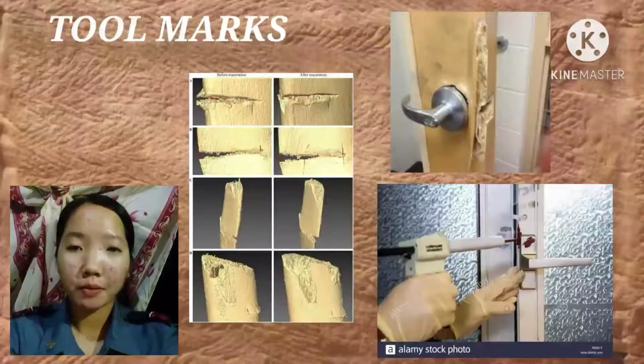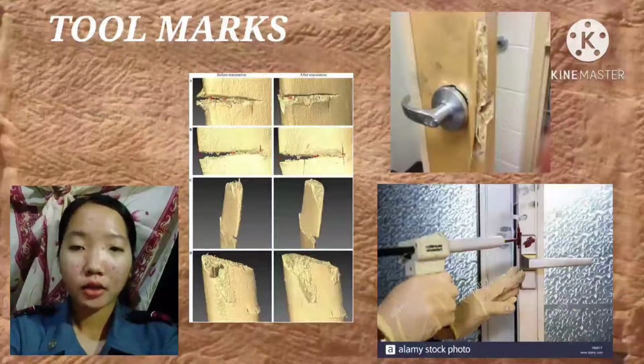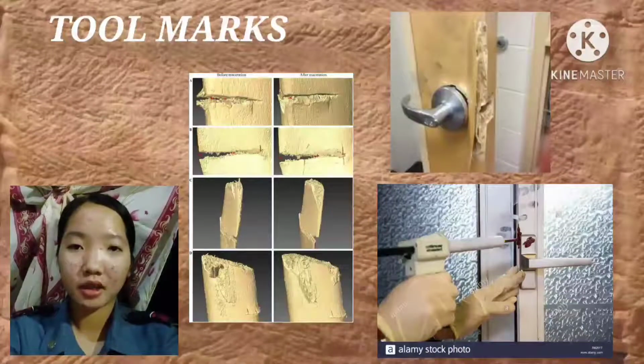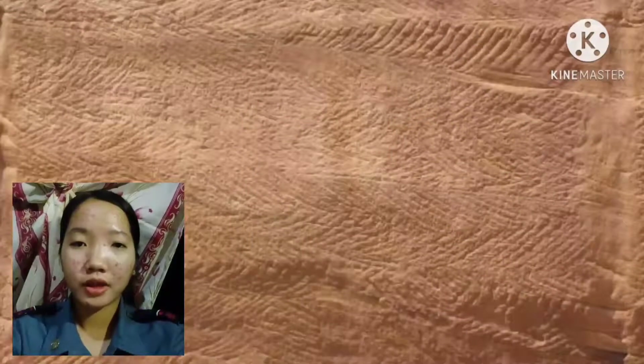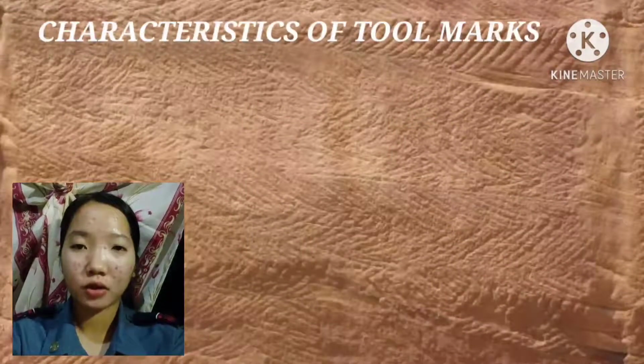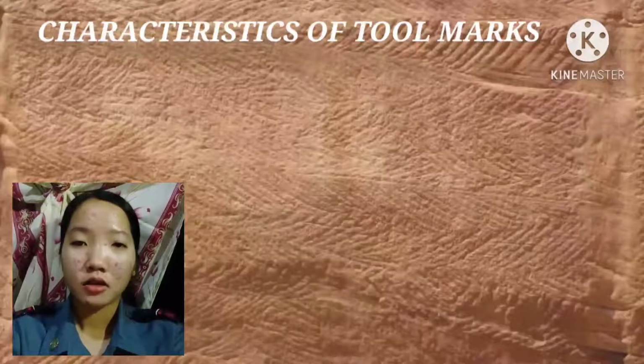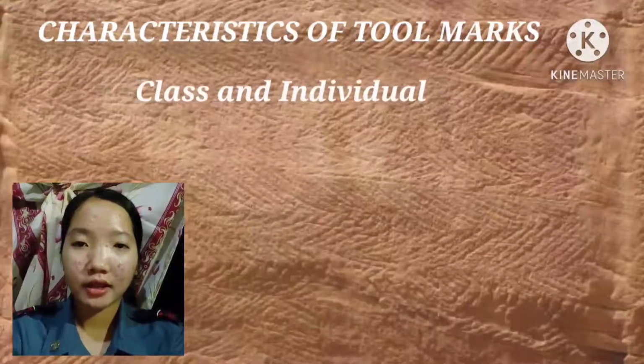Then, photograph the tools and tool marks, include the ruler for size reference, then submit it to the laboratory. So, let's move on with the characteristics of tool marks. So, we have the class and individual.